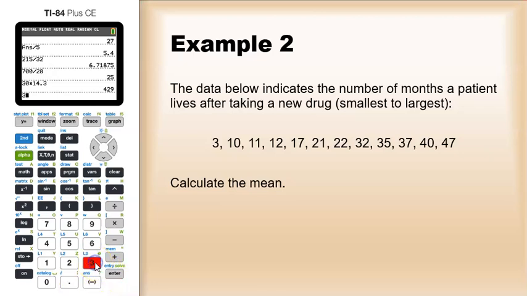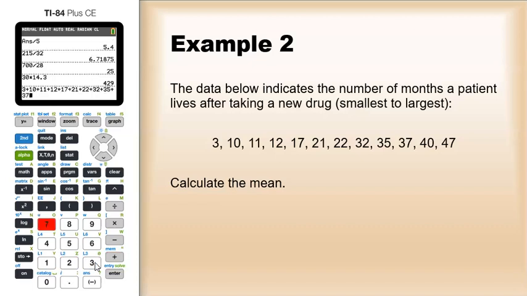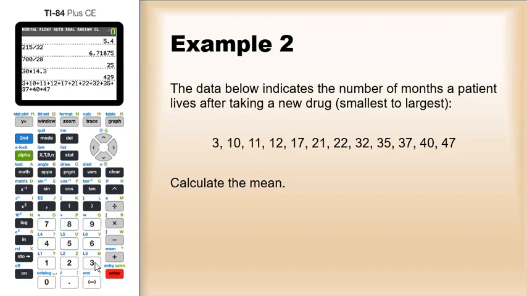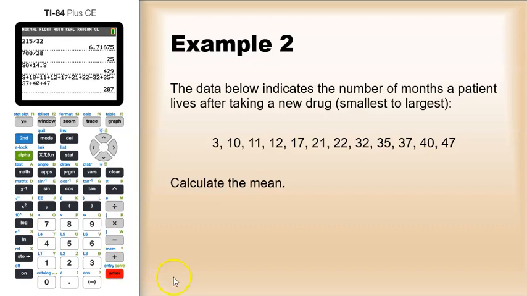So 3 plus 10 plus 11. Try again. 3 plus 10 plus 11 plus 12. You get the idea. Alright, add them up, I get 287.